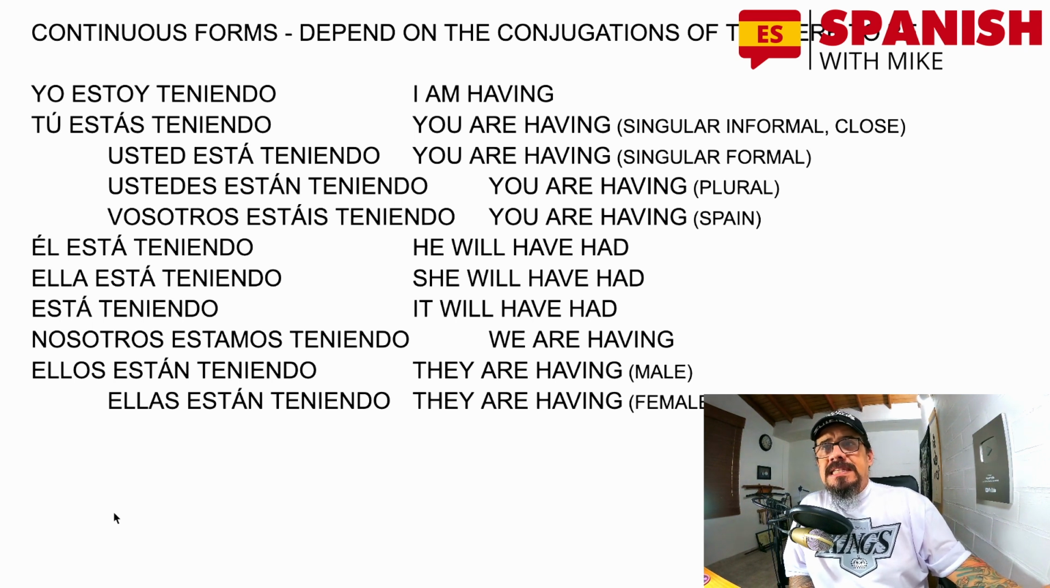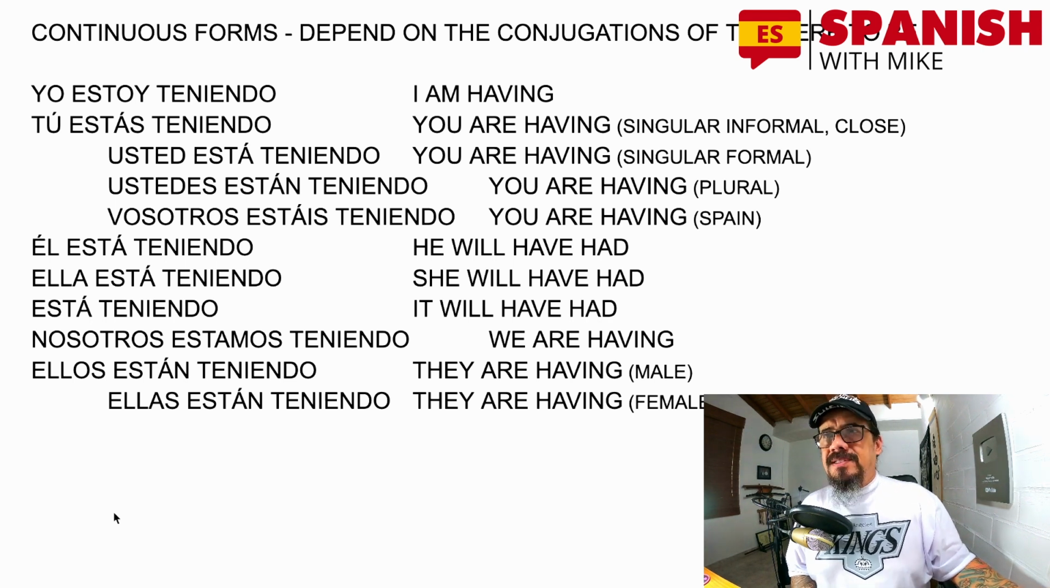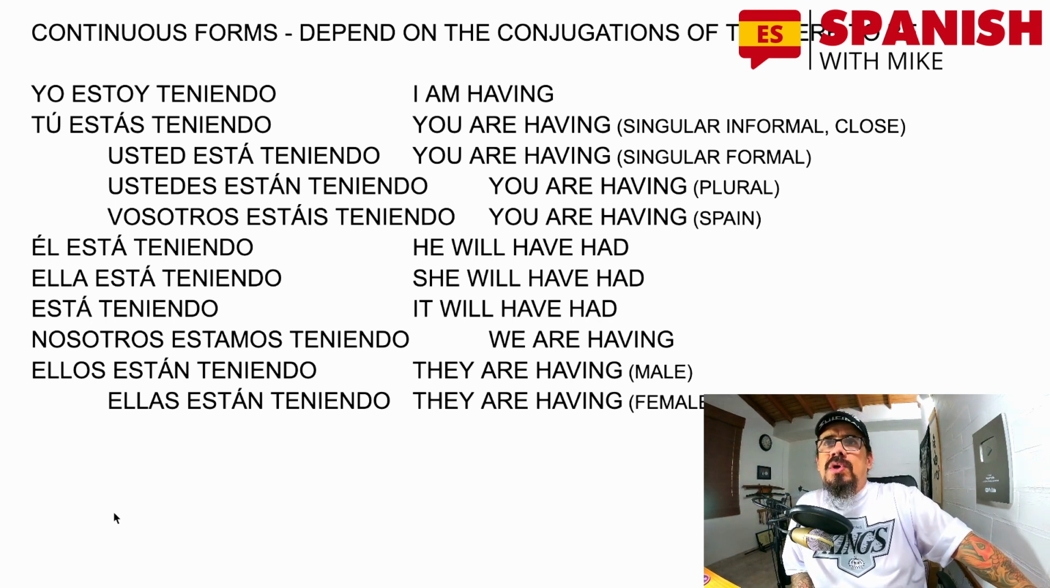So, present continuous. Yo estoy teniendo, I'm having. Tú estás teniendo, you are having, singular and informal, close. Usted está teniendo, you are having, singular, formal. Ustedes están teniendo, you are having, plural. Vosotros estáis teniendo, you are having, if we were in Spain. Él está teniendo.